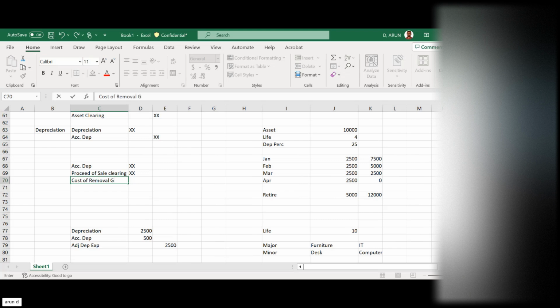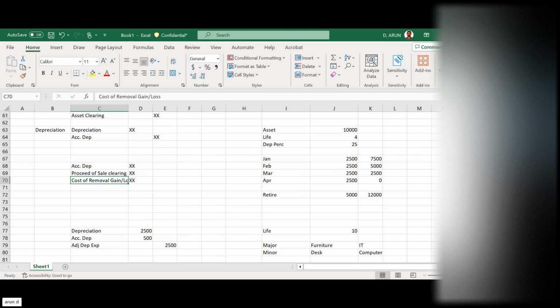Cost of removal, gain or loss. So now what is cost of removal? Cost of removal means that I'm selling this asset. Let's say the customer has picked this particular asset from the site and he has paid the amount. Which means that I will not have any cost of removal in this case. So it would be zero.